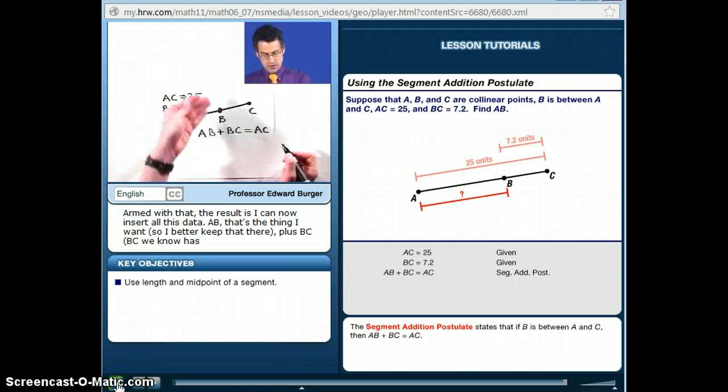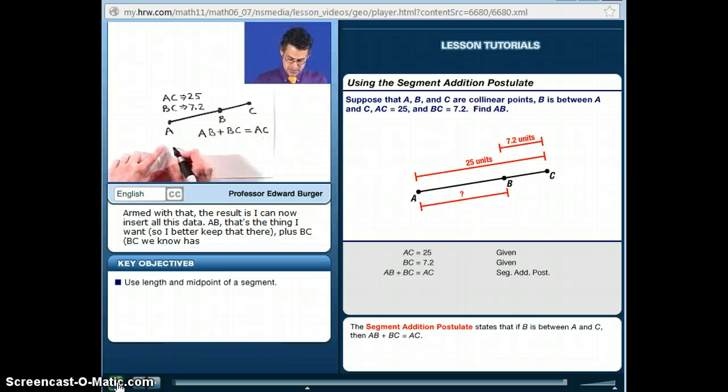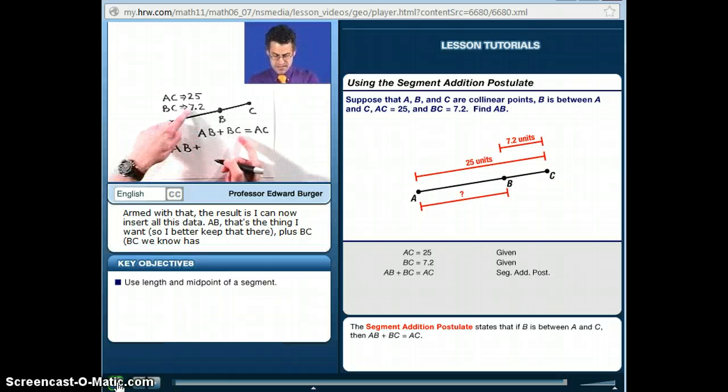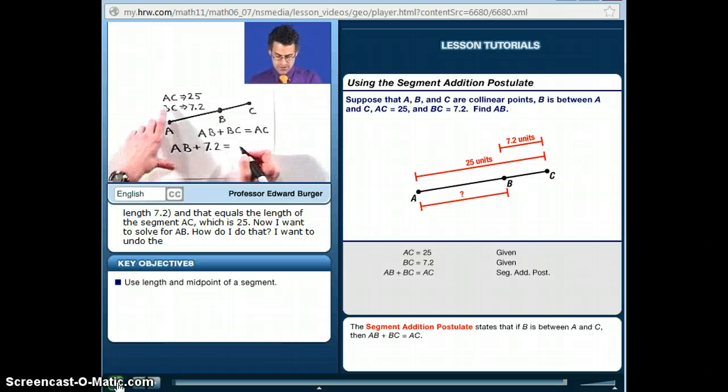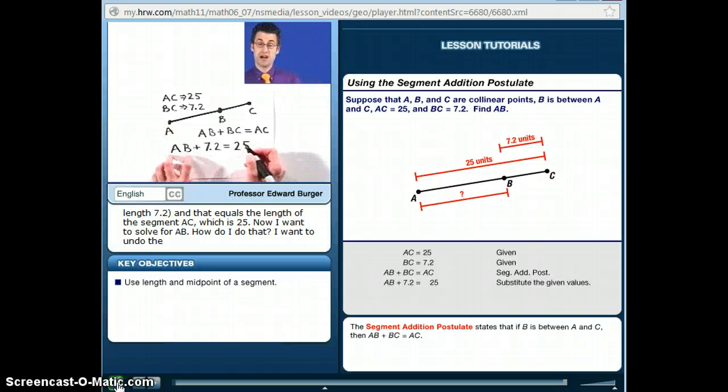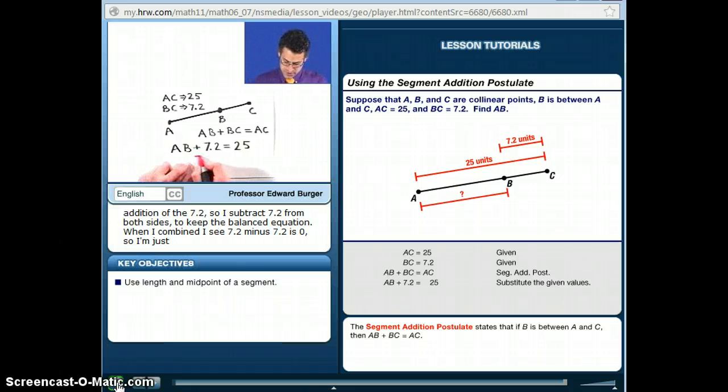I can now insert all this data. So let's see. AB, that's the thing I want, so I just better keep that there. Plus BC. Well, BC we know has length 7.2, and that equals the length of the segment AC, which is 25. So now I want to solve for AB. How do I do that? Well, I want to undo the addition of the 7.2, so I subtract 7.2 from both sides to keep this a balanced equation.